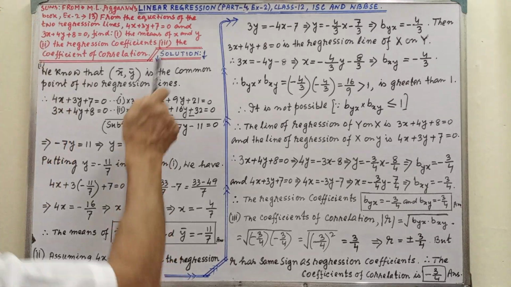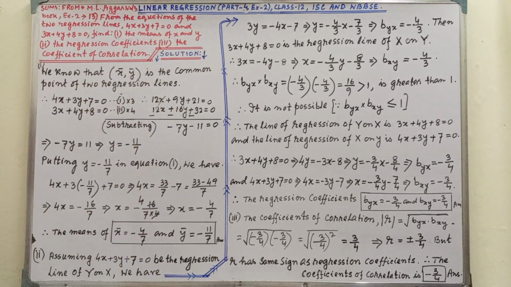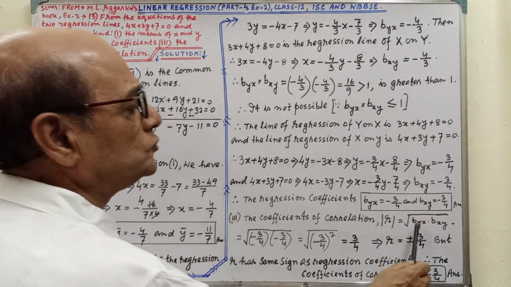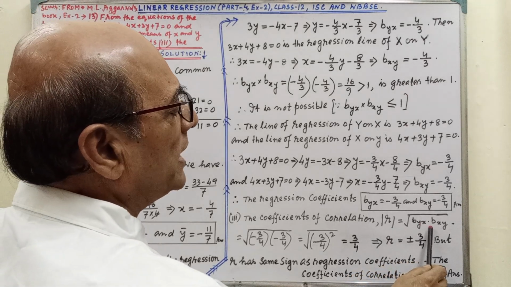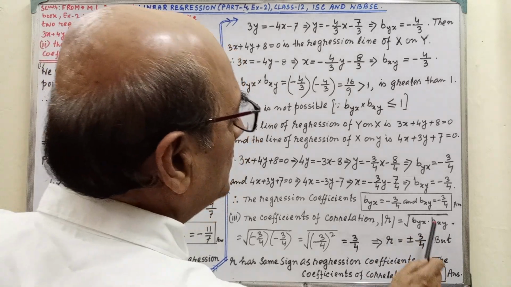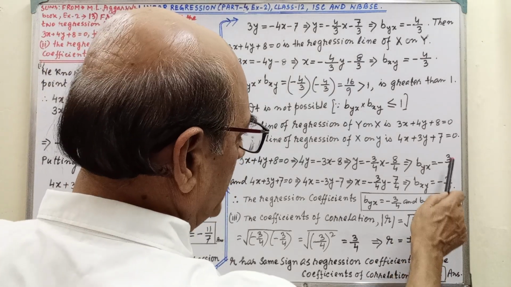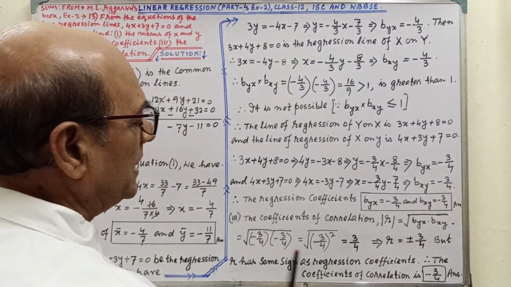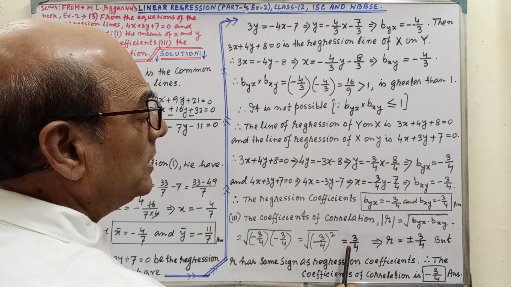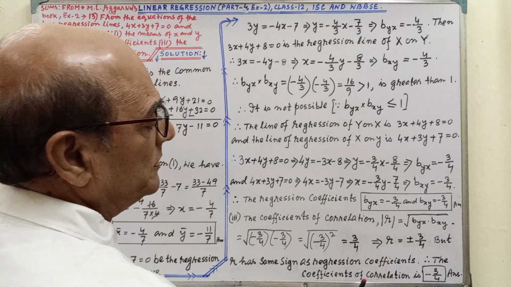Next, we have to find out the coefficient of correlation. Coefficient of correlation, that is mod r, equal to the root over the product of the coefficients of regression. And we have already got these values. By putting the values and simplifying, we are getting mod r equal to 3 by 4.